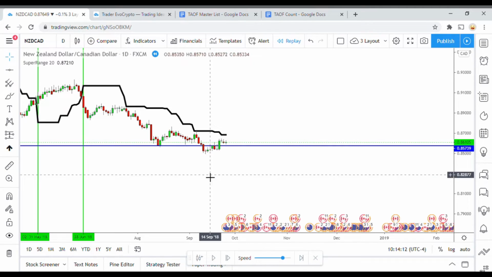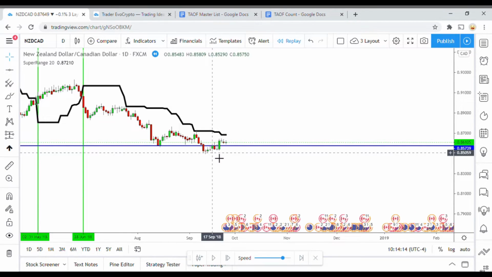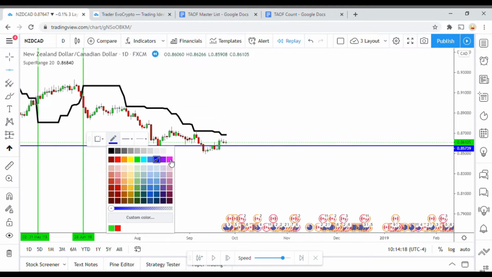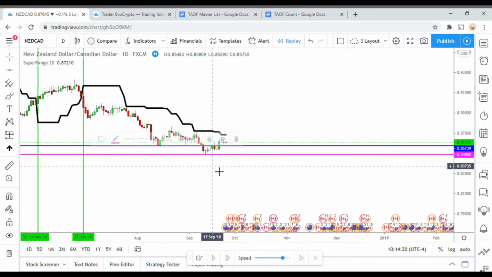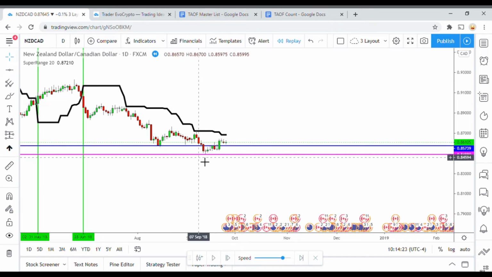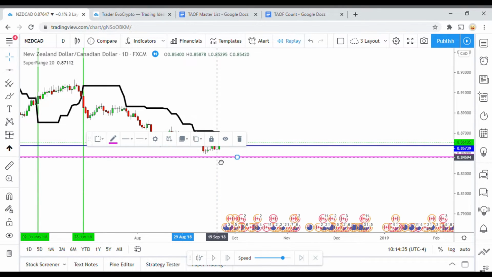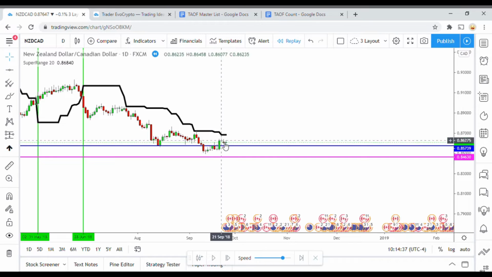Oh, there you go. See? And in this scenario, what we would have done is we would have set our entry below this right here. That would have been our entry point. And so for this to have got us into a trade, we would have needed it to come down and break below that level right there, or maybe even slightly below.